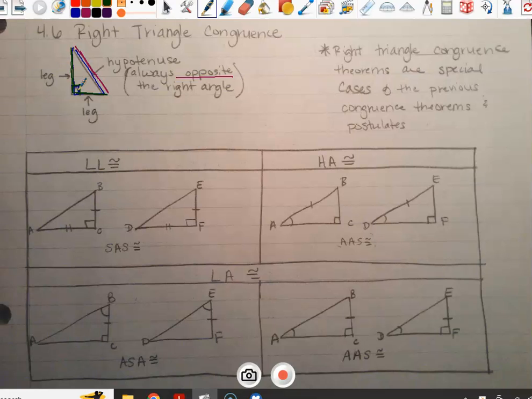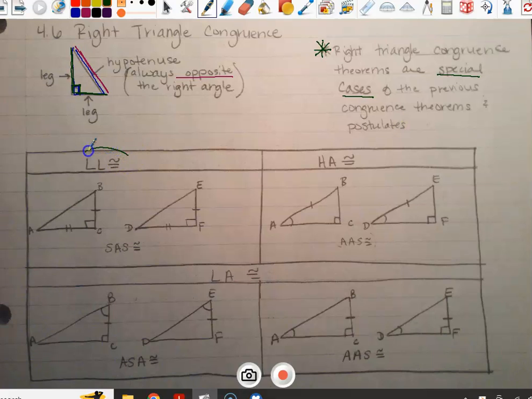And then over here we have that right triangle congruence theorems are special cases of the previous congruence theorems and postulates. Okay, so that's like the angle side angle, the side angle side, all of those are special cases. All right, so we have this diagram of these.